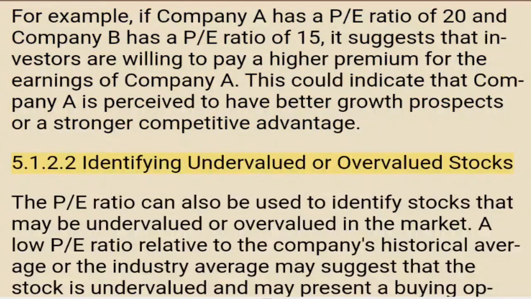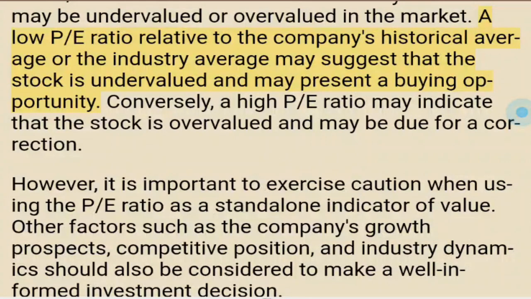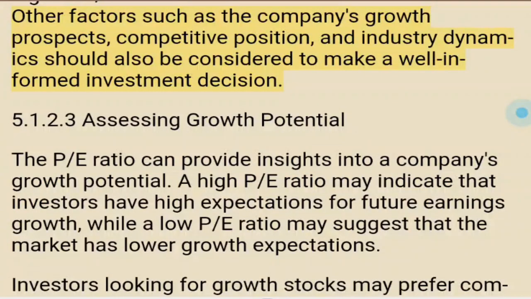5.1.2.2 Identifying undervalued or overvalued stocks. The P/E ratio can also be used to identify stocks that may be undervalued or overvalued in the market. A low P/E ratio relative to the company's historical average or the industry average may suggest that the stock is undervalued and may present a buying opportunity. Conversely, a high P/E ratio may indicate that the stock is overvalued and may be due for a correction. However, it is important to exercise caution when using the P/E ratio as a standalone indicator of value. Other factors such as the company's growth prospects, competitive position, and industry dynamics should also be considered to make a well-informed investment decision.